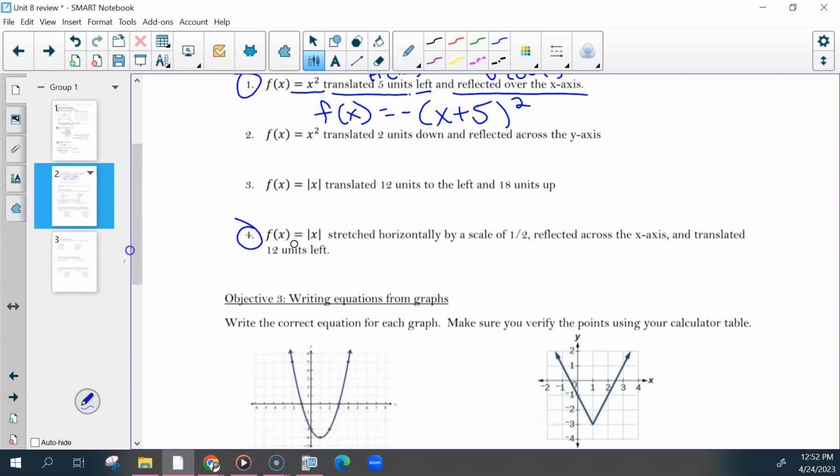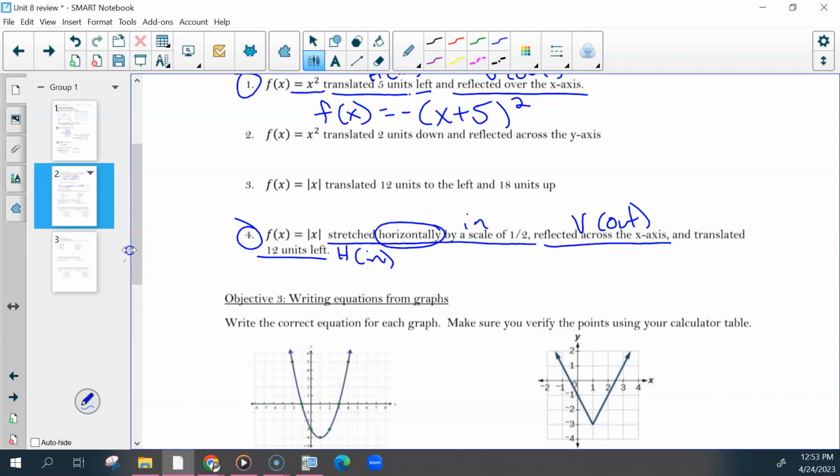Okay. 4 gives you a different function. Make sure you put the right function in your equation, otherwise it will be wrong. This is stretched horizontally by a scale of 1/2, and it tells you it's horizontally. So that one's going to be inside automatically. It is reflected across the x-axis. So that's horizontal or vertical? Vertical. Translated 12 units to the left. Horizontal or vertical? Horizontal.